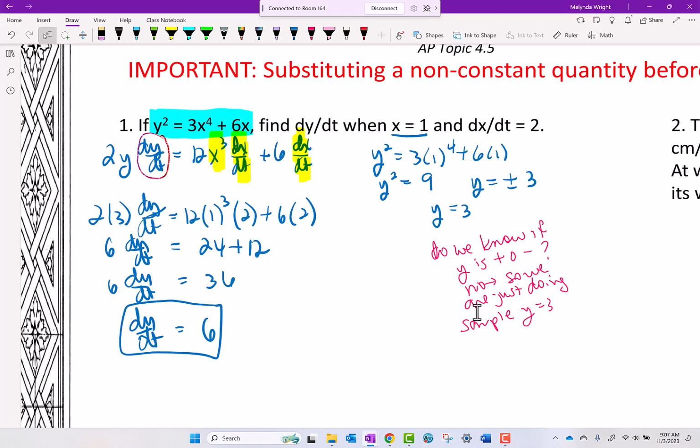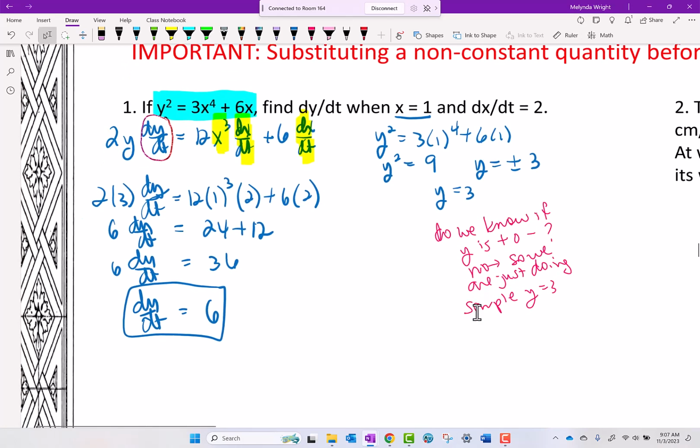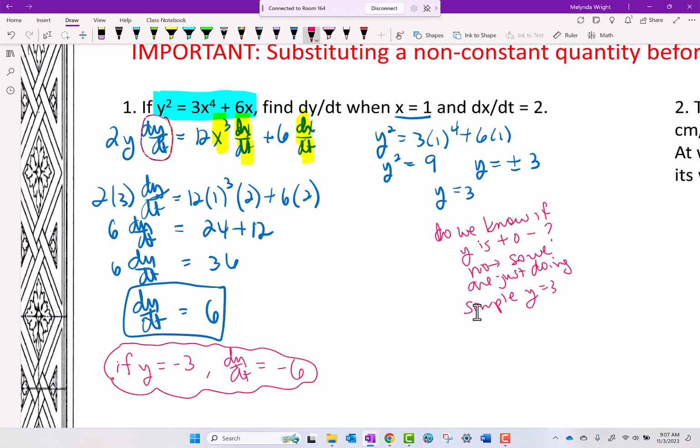So I'll just say, if our choice, if y was -3, then dy dt would have been -6. So that's just if you wanted to go back and see what would happen if y was -3, we would get just a slightly different rate. Okay, and that's our very first one on this lesson.